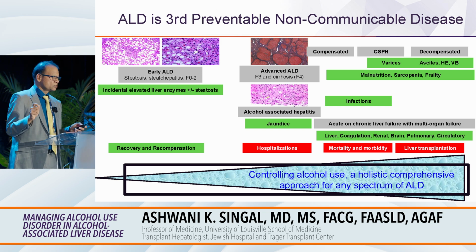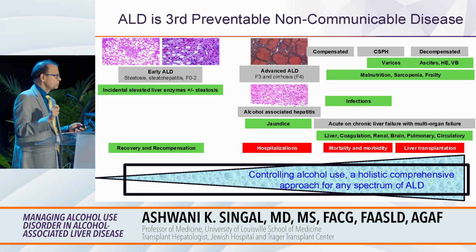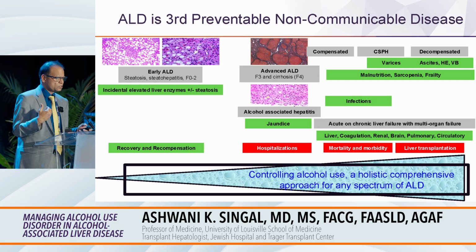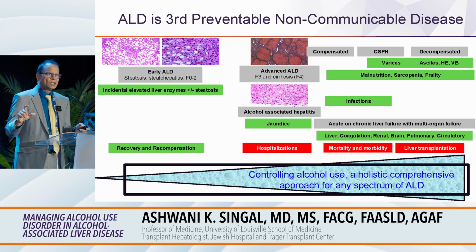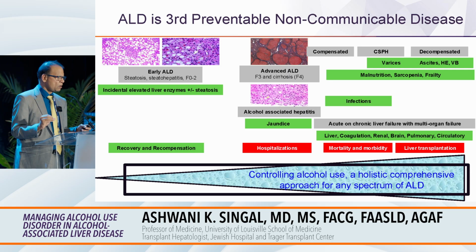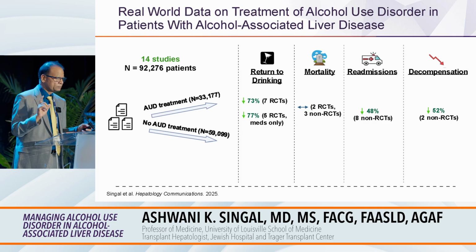We have seen patients on the transplant list who have been delisted just because they have improved so much, and recompensation can even happen. This clearly shows that alcohol use can decide the long-term outcome of these patients. That is what we will talk about.